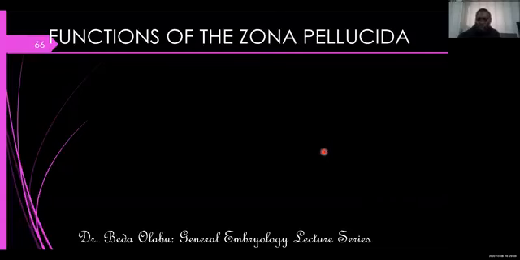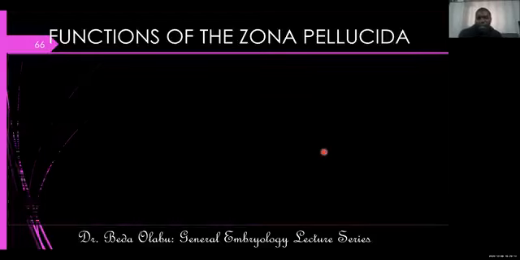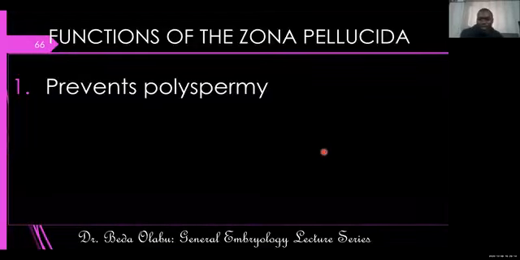So that brings me to the role of the zona pellucida. Why do we have a zona pellucida? Zona pellucida has a number of functions. One is to prevent polyspermy, which is fertilization by more than one sperm. And we have seen that if more than one sperm enters, then you will affect the ploidy.